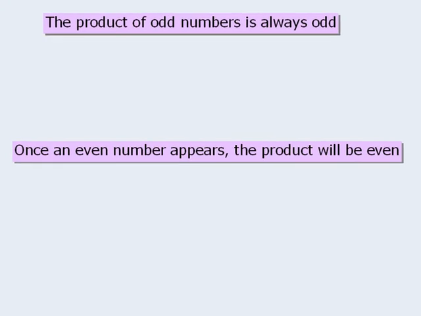Now we're going to use some prime factorization to show why these rules work. The first rule says that the product of any number of odd integers will always be odd. For example, let's find the product of 4 odd integers. According to the rule, the product should be odd.